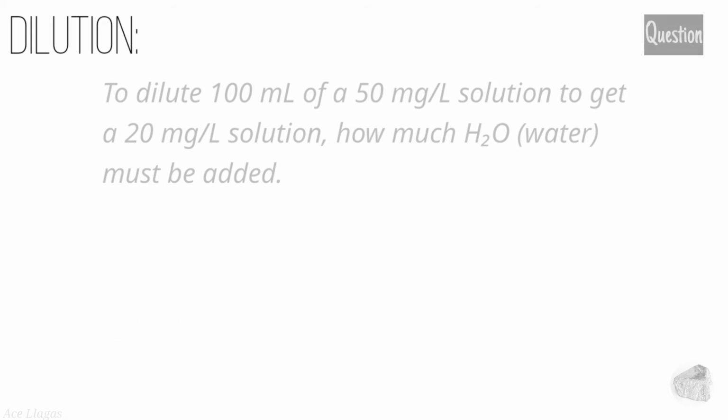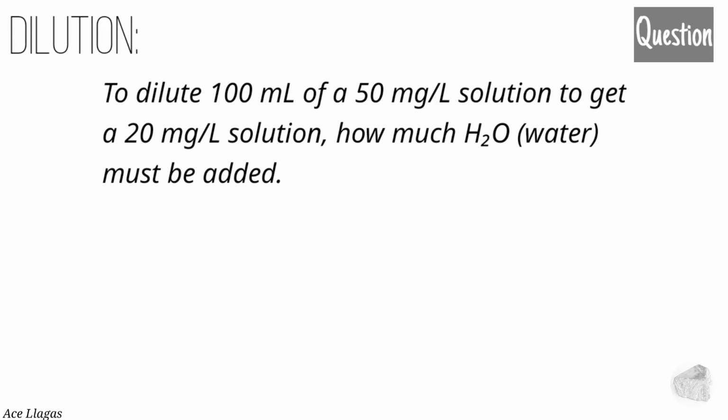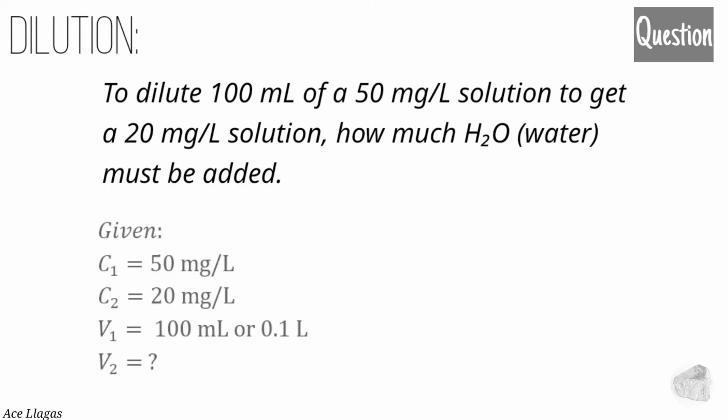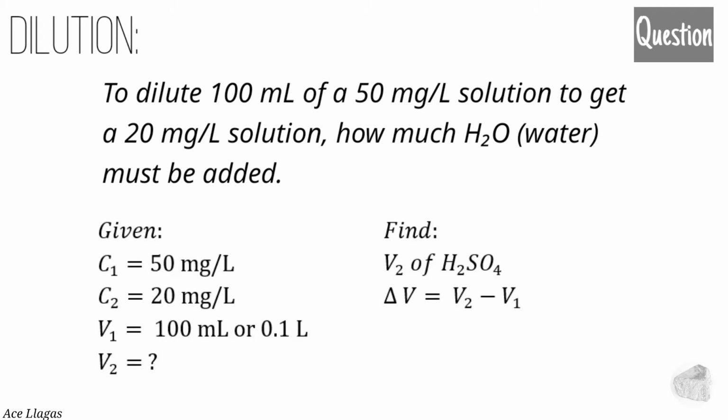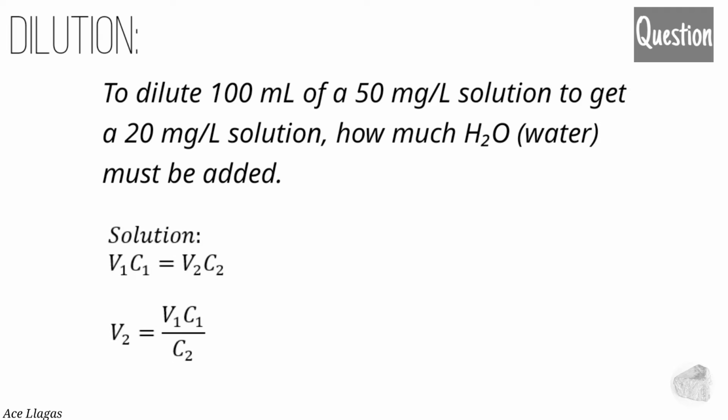Let's try this one. To dilute 100 ml of a 50 mg per liter solution to get a 20 mg per liter solution, how much water must be added? We have the given C1 as 50 mg per liter, C2 as 20 mg per liter, V1 as 100 ml or 0.1 liters, as we convert it back later into milliliters as we progress. V2 is unknown. We must get the final volume and the amount of water to be added to the initial solution.